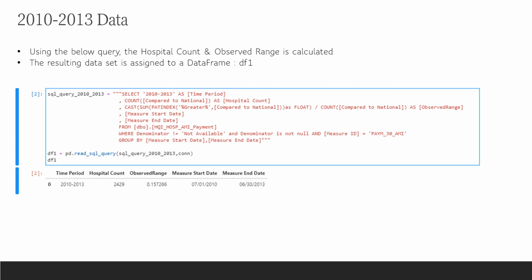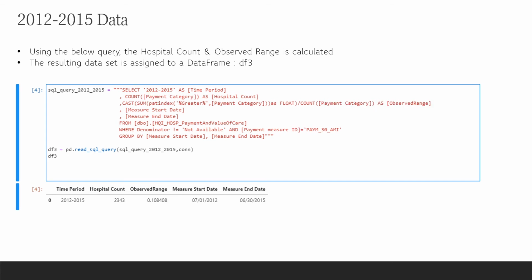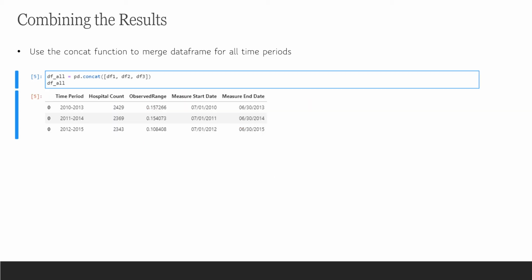looks like this. Now we move on to the years 2011 to 2014, the next data set. We use the same query with different years and we create a new data frame DF2. We create another data set DF3 for the years 2012 to 2015 using the same queries with different years, and this is the data set DF3. Now our goal is to combine all the data frames DF1, 2, 3 into a single data frame using the concat code, and DF all looks like this.